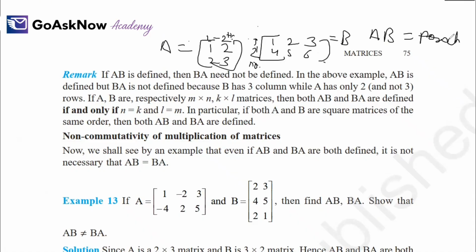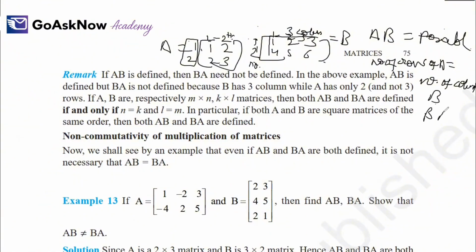But can BA be possible here? B has 3 columns, 1, 2, 3, but A has 2 rows, 1, 2. So is the number of rows of A equal to the number of columns of B? No. That is why BA is not defined here. Okay. I hope you got this.